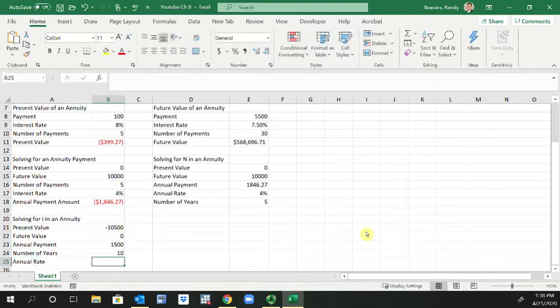And maybe you're an investor that's getting these payments. So you loan out the $10,500, you're going to get $1,500 over 10 years. What's your rate of return or your yield on this annuity?